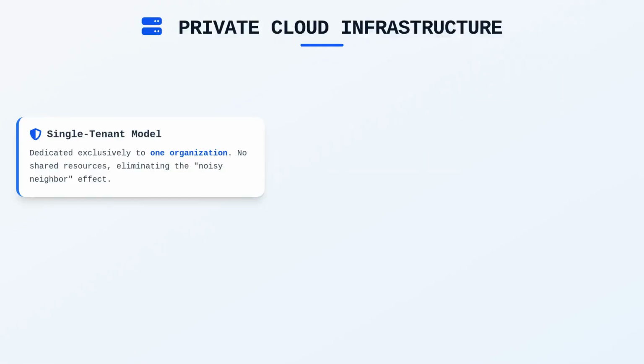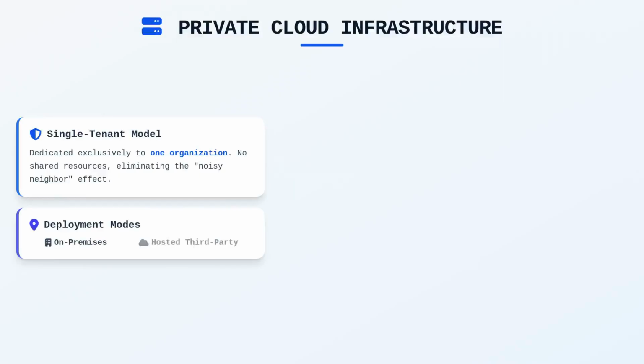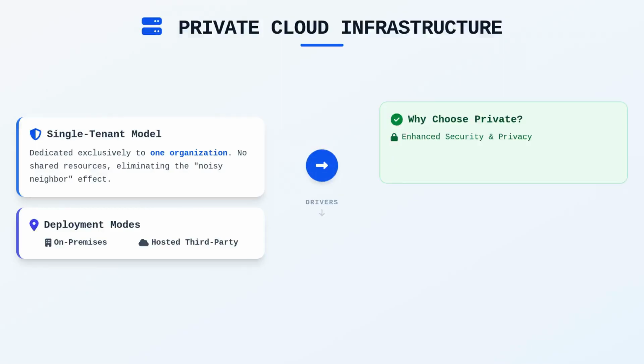Conversely, private cloud infrastructures are dedicated exclusively to a single organization, providing a more isolated and controlled computing environment. These deployments can be hosted on premises within a company's own data center or managed by a third-party service provider in a hosted private model. The primary driver for choosing a private cloud is often the requirement for enhanced security, data privacy, and strict adherence to regulatory compliance standards, which are common in industries like finance, healthcare, and government.